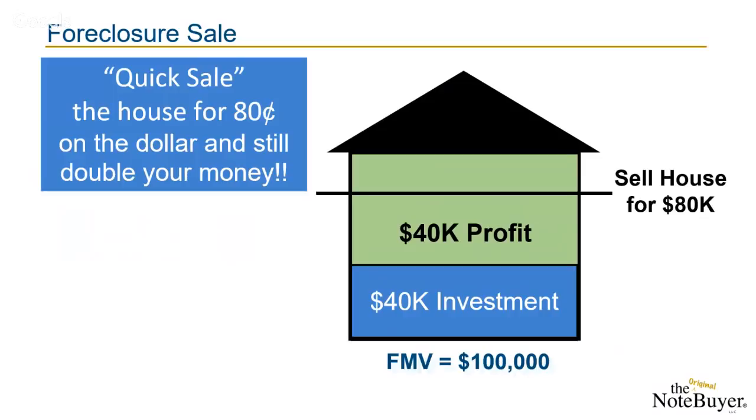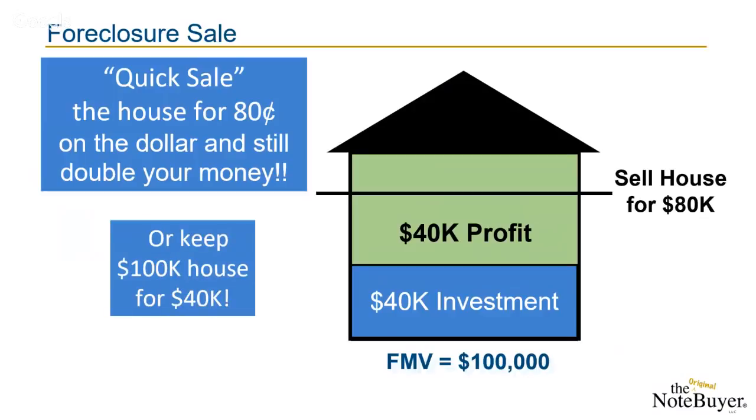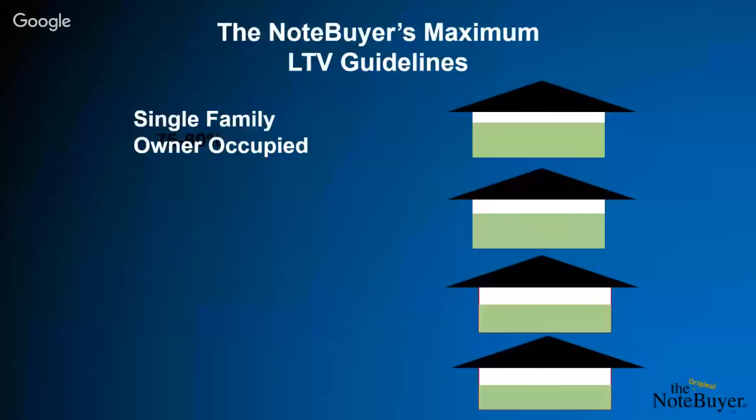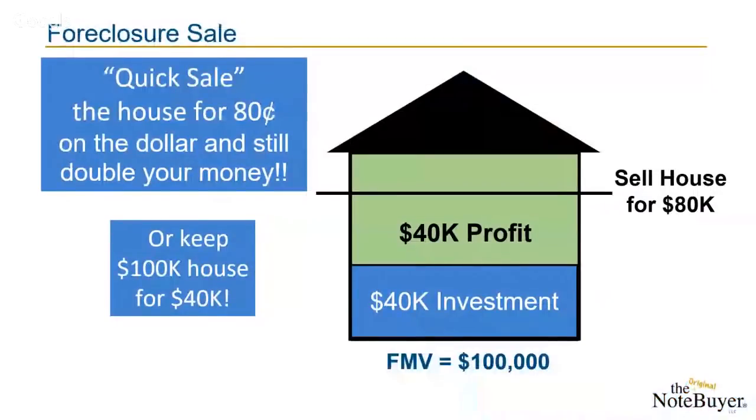Let's say that you put this on the market for 80 grand. What happens then? You're going to make $40,000 profit right off the bat. So you just increased your profit. Instead of just making 20,000, like if the note had paid in full or if somebody had bid at the sale, now you're going to make 40,000 in a matter of a couple months, and you have doubled your profit.